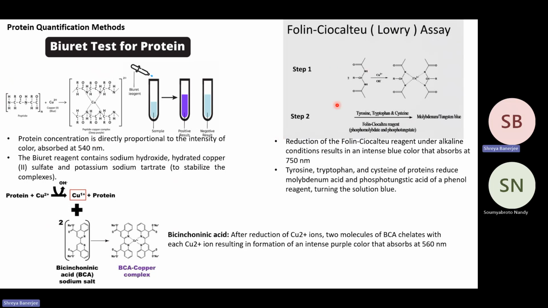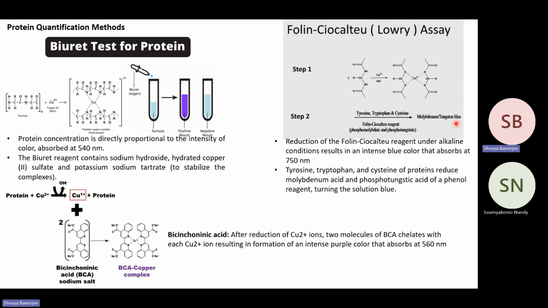Another is the Folin-Ciocalteu assay, where again Cu2+ ions are present and forming a complex with the peptide bond, and so that is giving an intense blue color. And if there are tyrosine, tryptophan, or cysteine residues present in the protein, that will further react with the reagent to give another, different blue color.